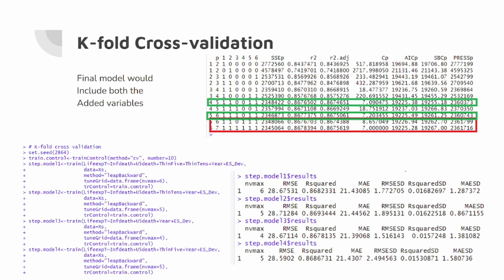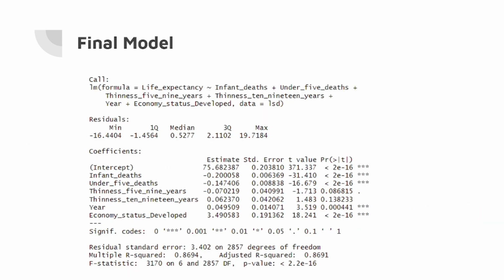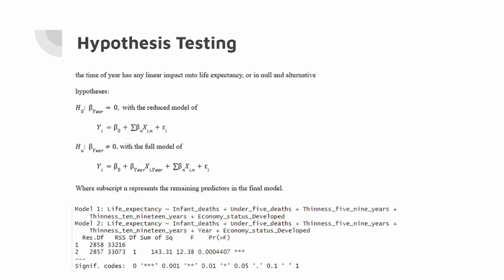And then we hop onto the k-fold cross-validation. The red ones are the best ones that should have been used for the decision making, and the green ones are just the additional ones just to check if there are any alternatives that are better, and in which the final model was decided to include both the added variables I've just mentioned, and there is the final model. And then we go to hypothesis testing and see if the time of year, meaning the 2000 to 2015, has any linear impact on the life expectancy.